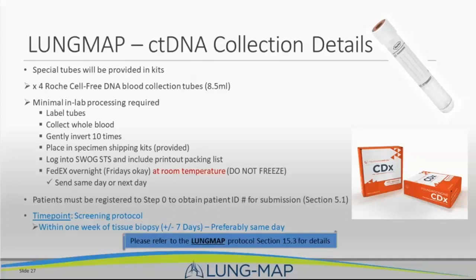And because of this, the protocol has added a step zero, so sites can obtain a patient ID prior to the shipment. And this information is going to be included in Section 5 of the protocol. Sites will utilize the SWOG specimen tracking system, and there will be a different lab number for the ctDNA sample versus the tissue sample. And this was basically a last-minute item that was included, so we will make sure to include this in a memorandum when we activate this study. Next slide, please.